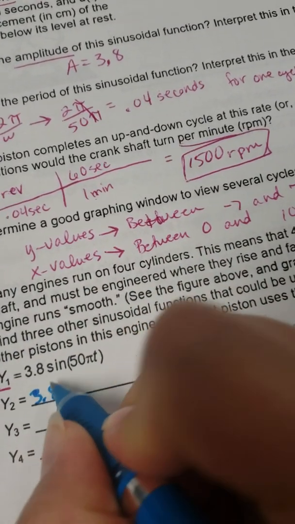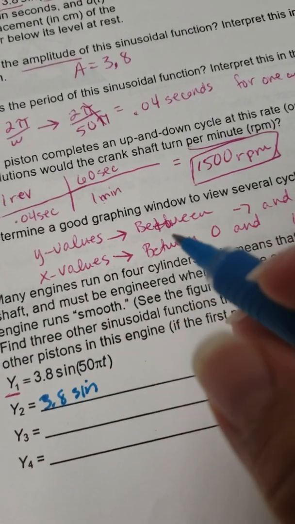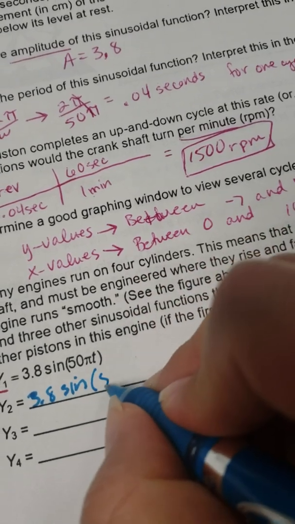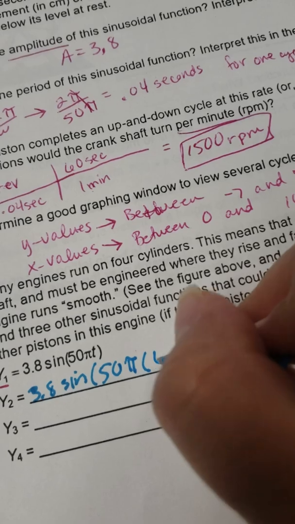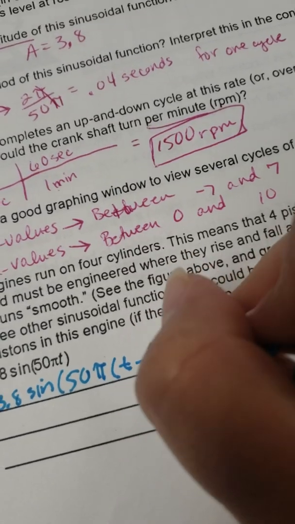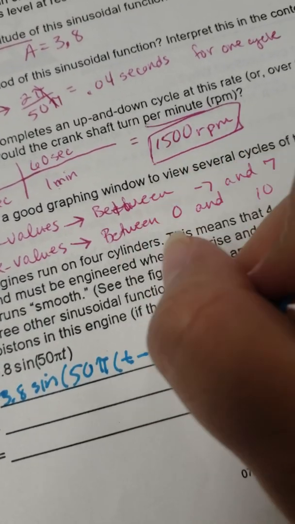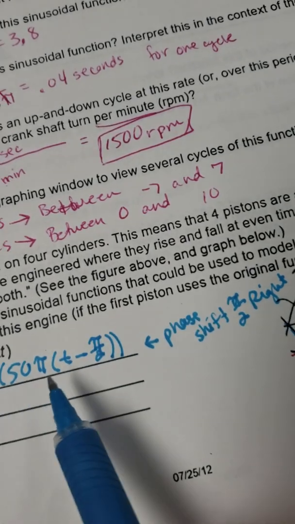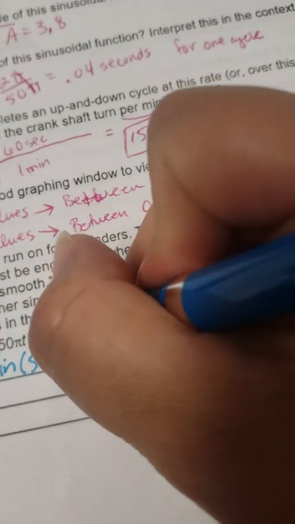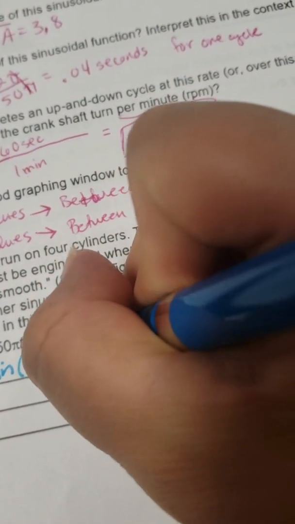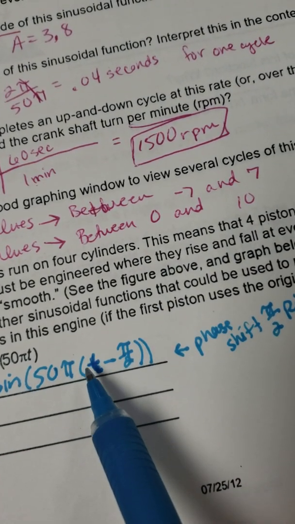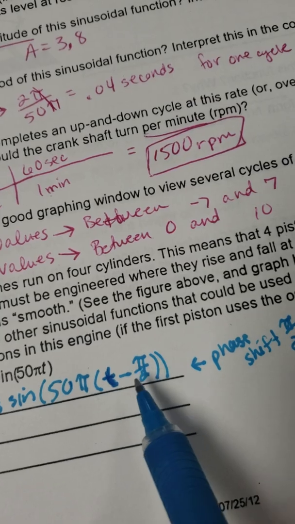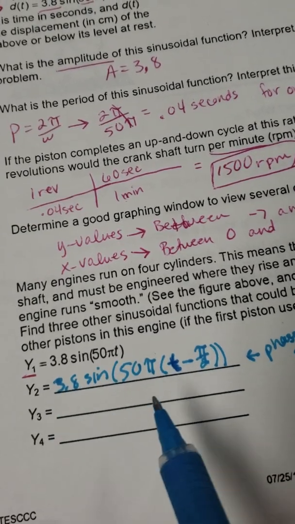So 3.8 sine, and then a 50 pi. Okay, and we're going to do t minus pi halves. So we do have to rewrite it in terms of the vertex form. Back in our notes, we had our frequency here, and then our x, and then the phase shift over here. Okay, so there's the first one.